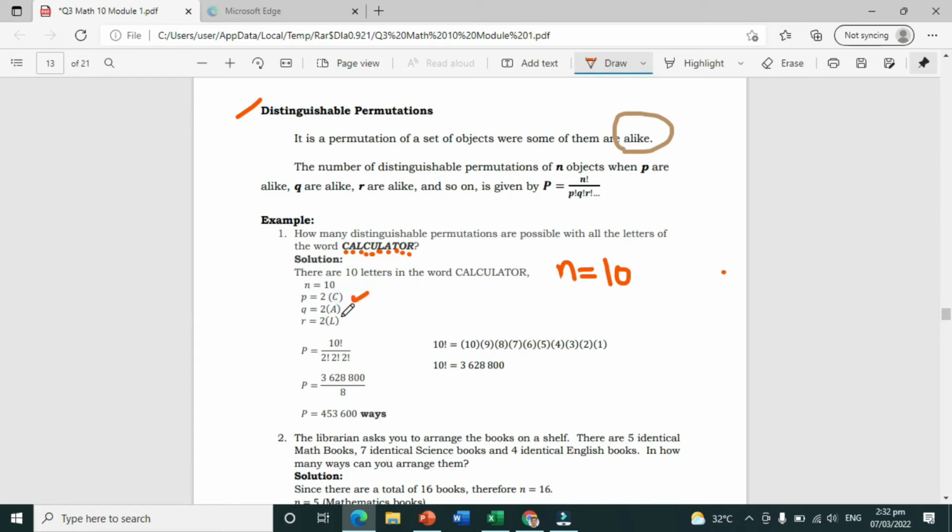Okay? Next, we also have A, two. Let's call that Q. Q equals 2 since there are two letter A's in the word calculator. Then for L, R, how many? Our L, how many L's do we have? 1, 2. Yes, two. So, R equals 2 since there are two letter L's in the word calculator.